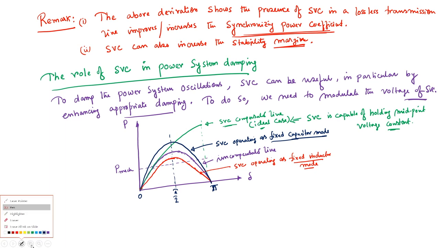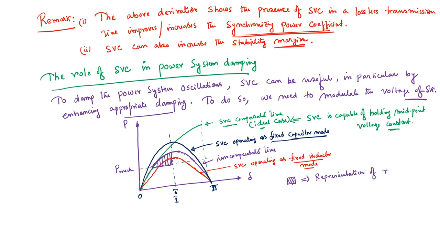Okay. Now, you can see that this hatch area beyond this operating point represents the deceleration area. This hatch area is basically the representation of rotor deceleration, where the rotor decelerates. Now, why does it decelerate? Because in this particular region, the electrical power is above the mechanical power. So, that is why the rotor will decelerate.